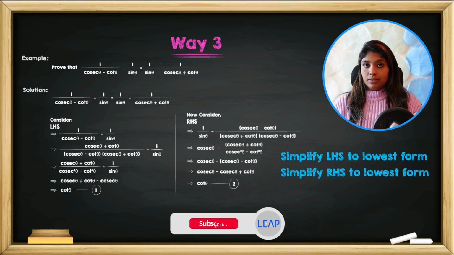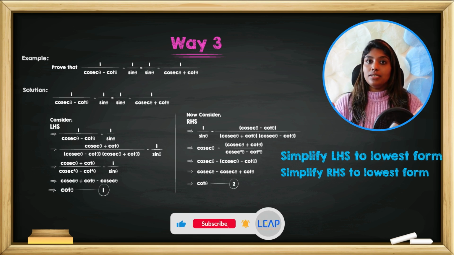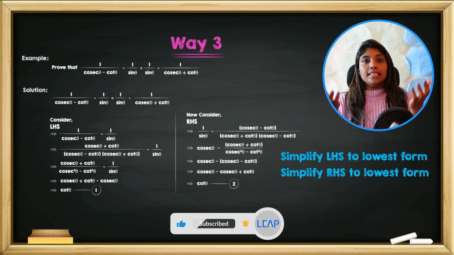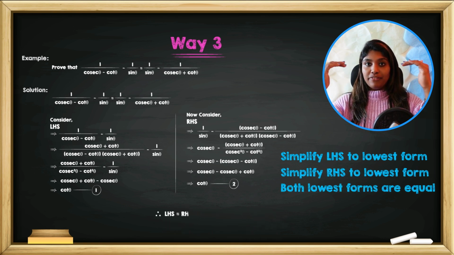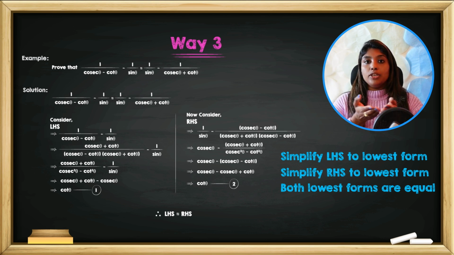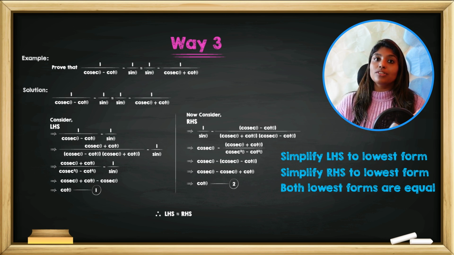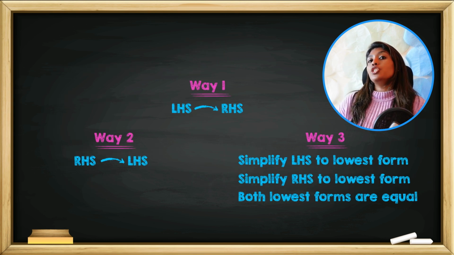Now, when you look at 1 and 2, the first expression and the second expression that you've got, they will be one and the same, they'll be equal. So that means you have simplified both LHS and RHS and you have equated them to a much simplified form. So this is another way of proving. So these are the three ways in which you can prove a given trigonometric identity.